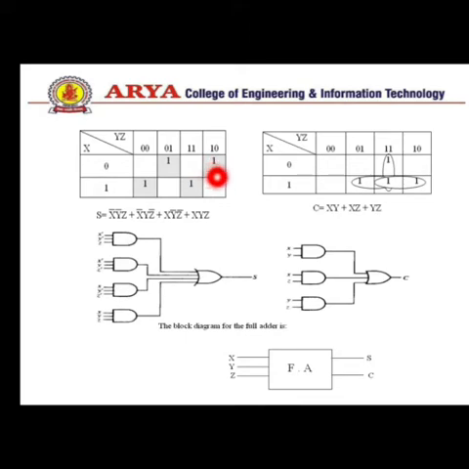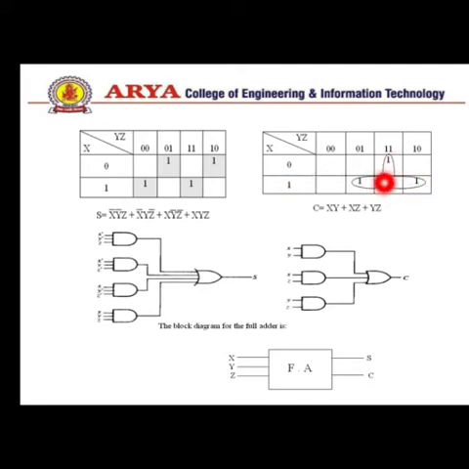So these are single groups, and in a single group there is a common x, y, and z. The value of this group is x bar, y bar, z. The value of this group box is x bar, y, z bar. The value of this group is x, y bar, z bar, and the value of this group is x, y, z. So the simplified expression of sum is x bar y bar z plus x bar y z bar plus x y bar z bar plus x y z. This is the sum of products.